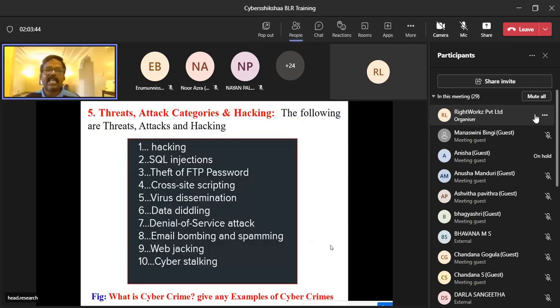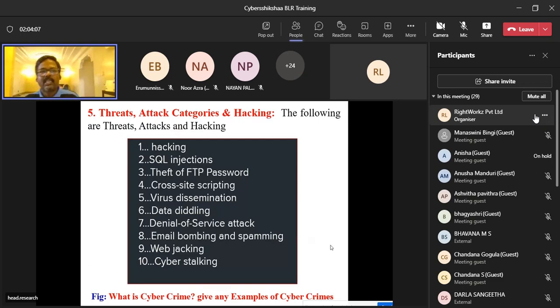Then threats, attacks, categories and hacking. The following are threats, attacks and hacking: hacking, SQL injection, theft of file transfer protocol password, cross-site scripting, virus dissemination, data diddling, denial of service attack, email bombing and spamming, web jacking, cyber stalking, etc.